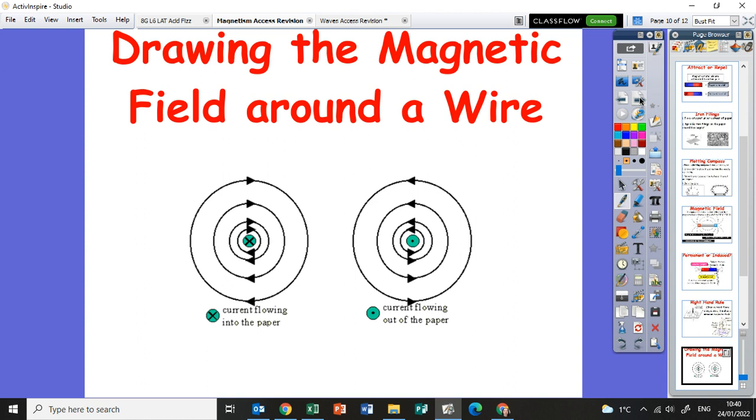So if it's going into the paper, as the X diagram is, this one here, you will notice your fingers will go that way. If it's coming out, place your thumb towards you in your right hand, and you will notice your fingers go in the opposite direction.